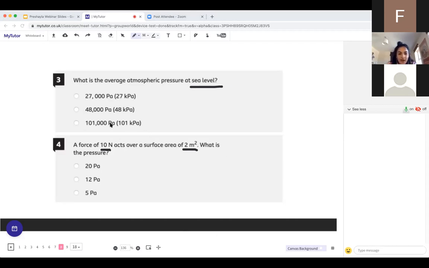Okay, yeah, so the atmospheric pressure at sea level is 101,000 pascals, or 101 kilopascals. And then for the second one, a force of 10 newtons acts over a surface area of 2. So we use our equation P equals F over A. F is 10, A is 2. So we do 10 divided by 2, which is 5 pascals. Well done if you got that.